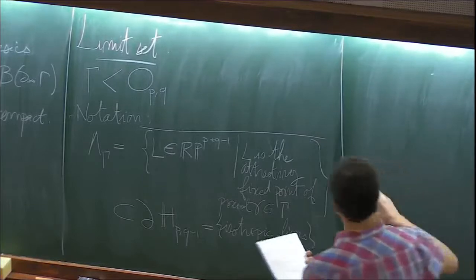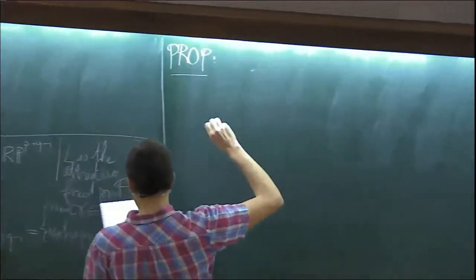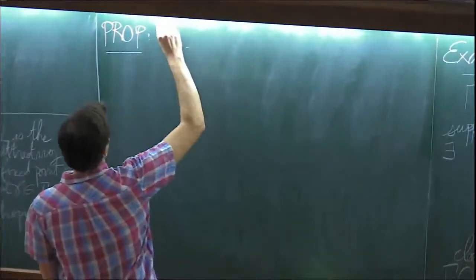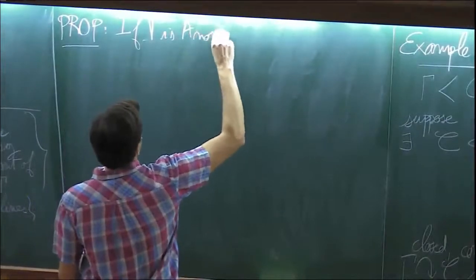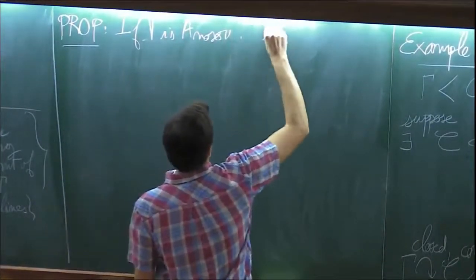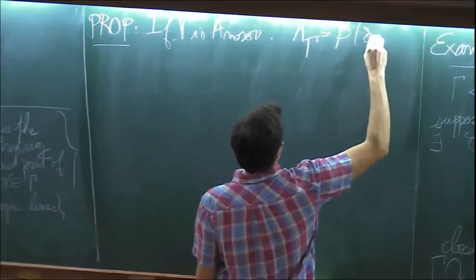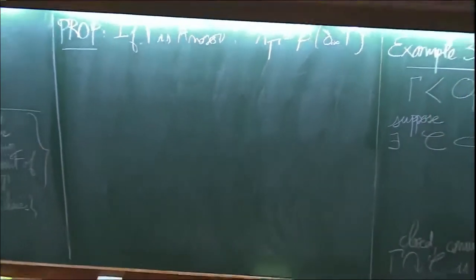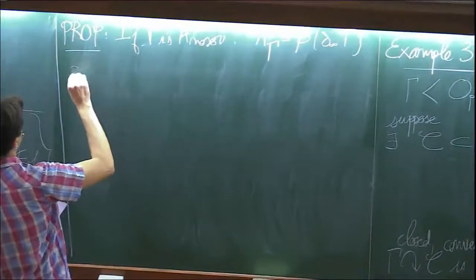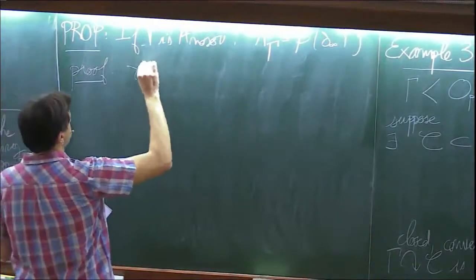Okay, so it's a proposition. If gamma is Anosov, the limit set lambda gamma is equal to the image of beta. Okay, and how do we do this? So if gamma is proximal.